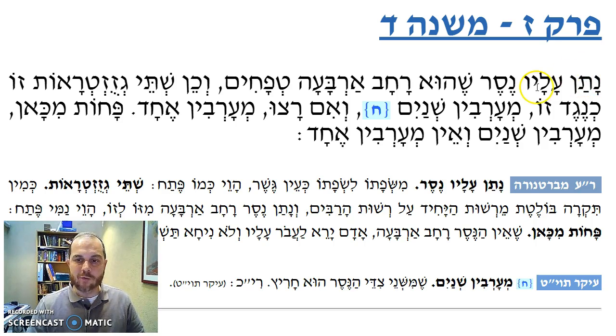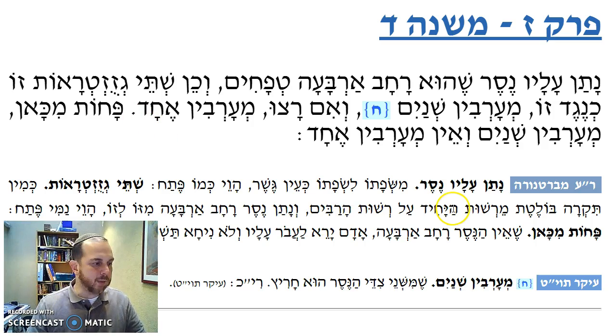If you have this ditch, and natan aleha neser, if you put on top of the ditch a board, not a beam, a plank, shehu rachav arba'at tfachim, that's 4 tfachim wide. Or, similarly, shtei gezuz teraot, 2 balconies, zo keneged zo, both opposite each other, ma'arvim shnayim, then you can make 2 separate eruvim. V'im ratzu ma'arvim echad, if you want to, you can make 1 eruv.